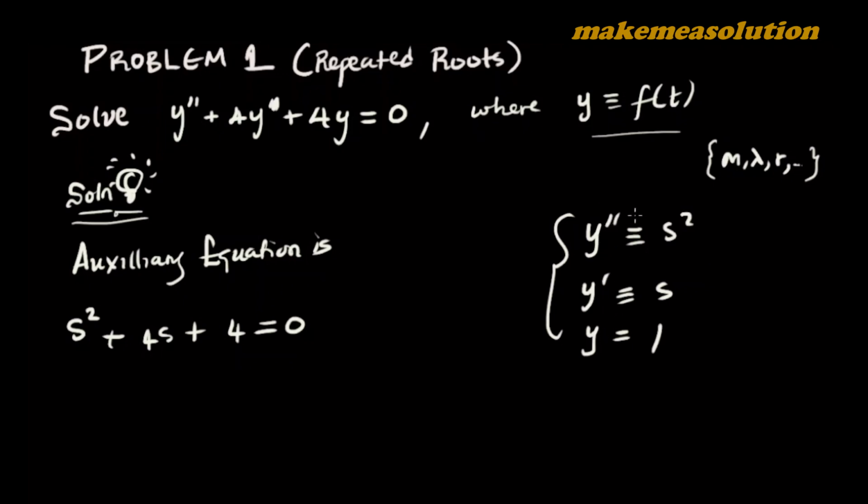Now, this trick is extensible in the sense that if you have a y prime prime prime, for instance, you can replace it with s cubed, and a y to the nth derivative, you can replace with s to the n, and so on. Now, why do we normally replace y with 1? Because y is on its own, it's not differentiated, so the order of differentiation is 0. So when you do s raised to the power of 0, you're going to get 1. So anytime you see y, we replace it with 1.